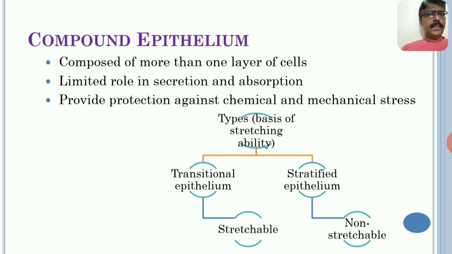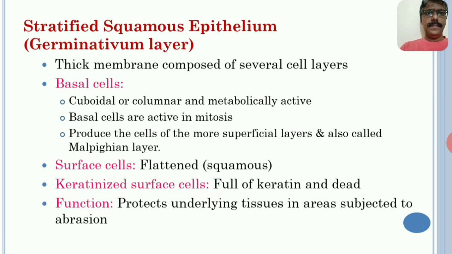Compound epithelium is composed of more than one layer of cells. They have a limited role in secretion and absorption, and provide protection against chemical and mechanical stress. Types on the basis of stretching ability: transitional epithelium and stratified epithelium. The transitional epithelium is stretchable and stratified epithelium is non-stretchable.